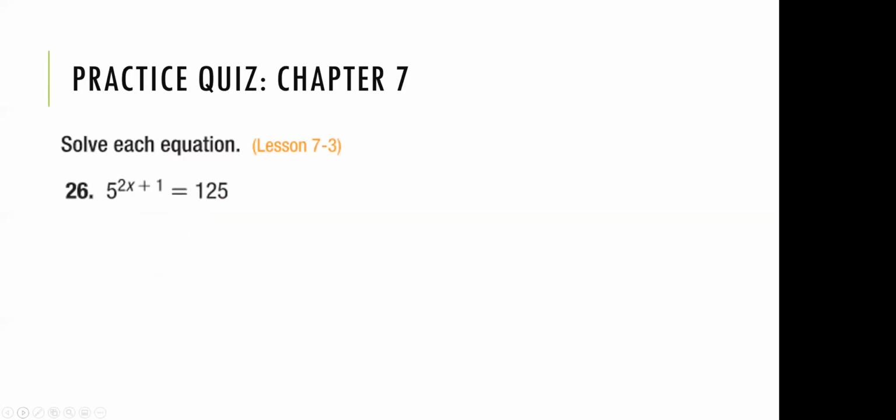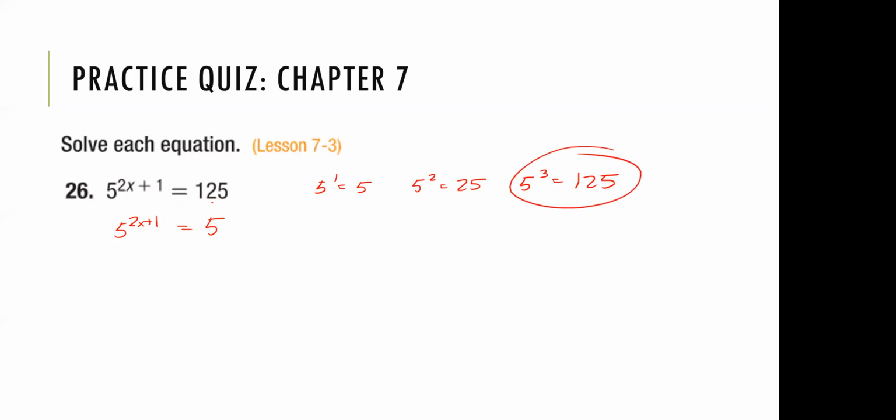So next problem here, I have 5 to the power of 2x plus 1 is equal to 125. Okay, so nothing I can do to this, but I want to rewrite 125 to have a base of 5. Okay, well, I know 5 to the first is equal to 5. 5 to the second is equal to 25, because 5 times 5 is 25. And then 5 to the third, 25 times 5 is 125. So I know 5 to the third power is the same as 125.